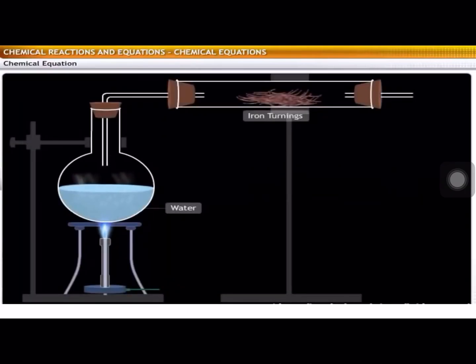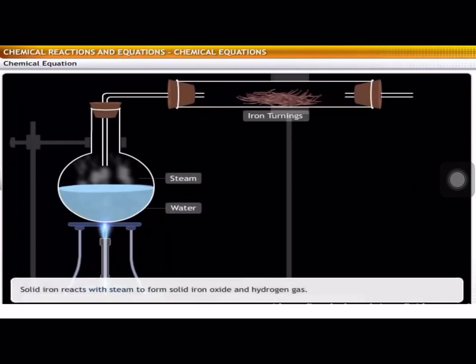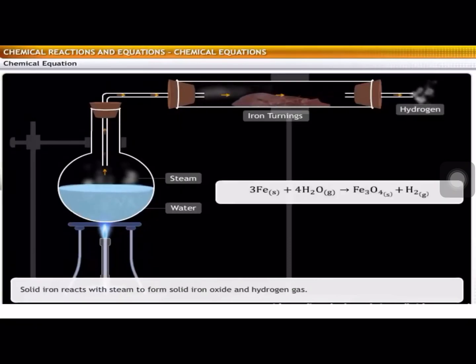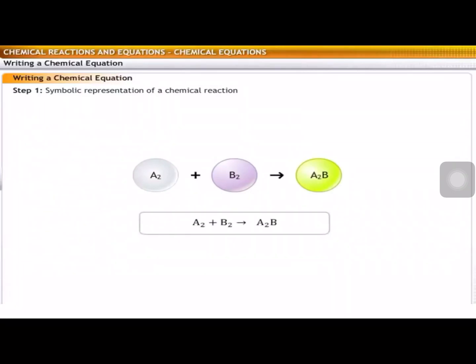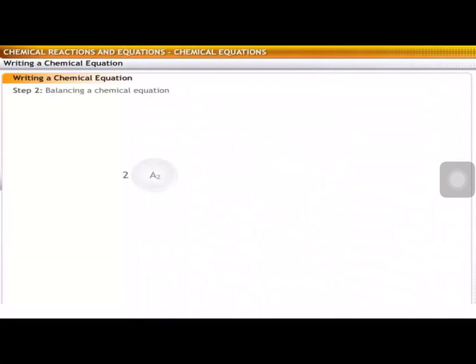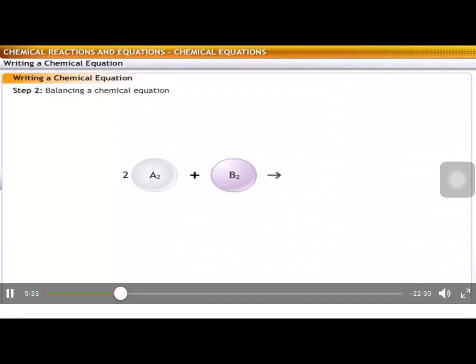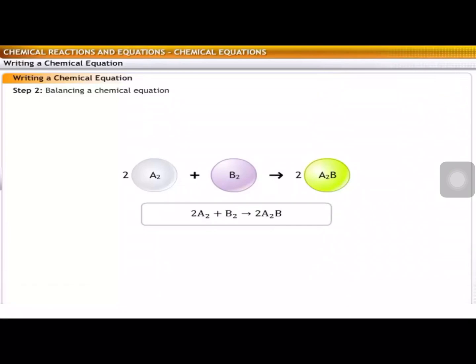Let us consider the reaction of iron with steam. Solid iron reacts with steam to form solid iron oxide and hydrogen gas. This reaction is represented as shown. Now this is solid iron oxide. A symbolic representation of a chemical reaction is the first step in writing a chemical equation. The next step is to ensure that the equation is balanced, considering the law of conservation of mass.